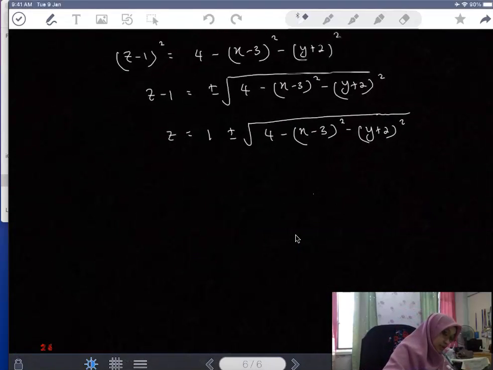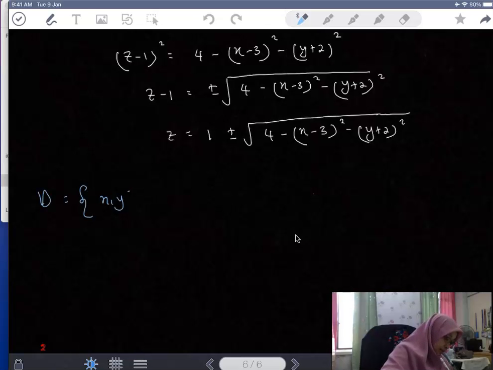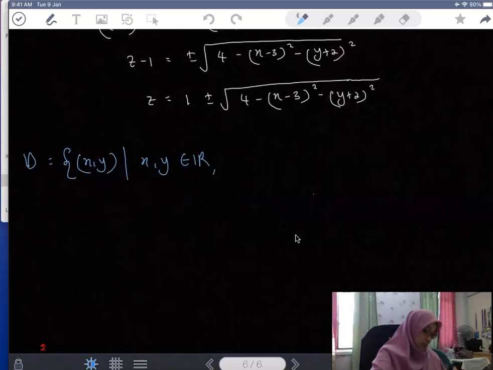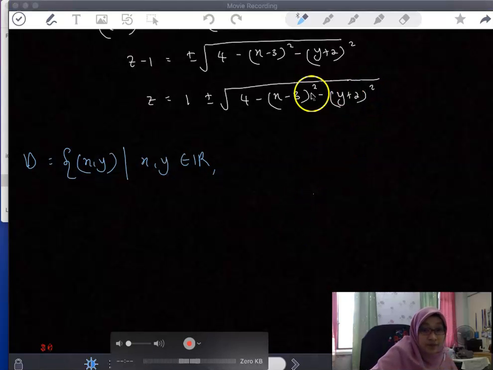Now we are talking about the domain. Domain is the set of x, y, where x and y are real. Of course we have the constraint, because x and y lie under the square root. We just ignore the 1 because the 1 is fixed. The choice of x and y depends on the value in the square root, alright? Because 1 is 1.